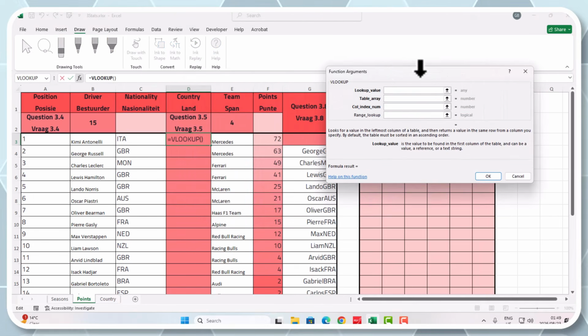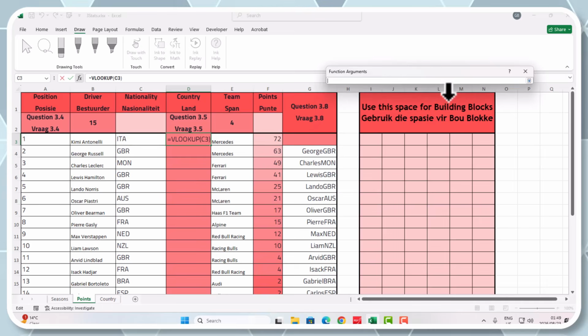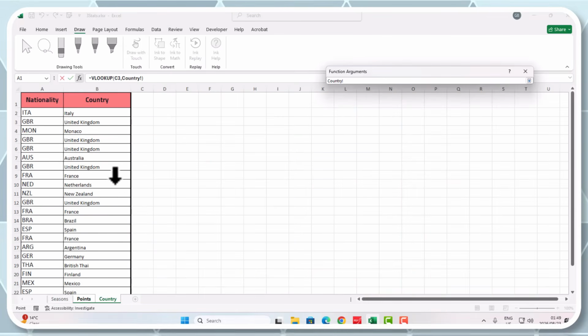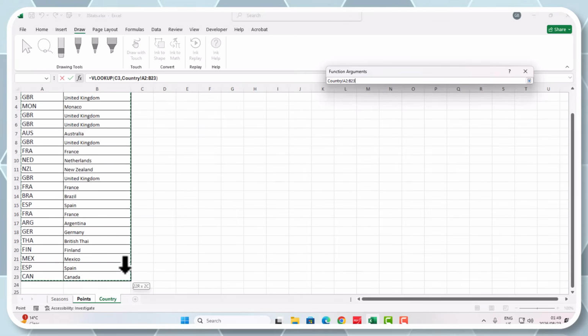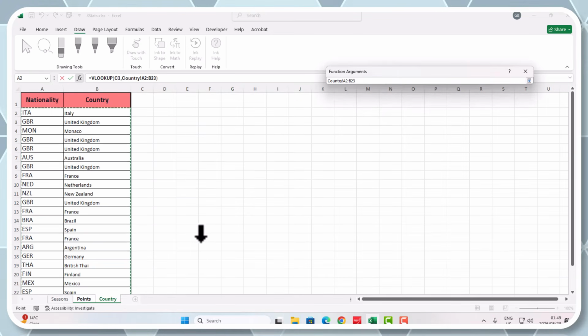Now, what is my lookup value? We are looking at the nationality of the person, aren't we? So the nationality will be this block here, C3. You guys happy with it? Right, look in C3. If ITA or Italy is there, right, look in the array, and the array is under the country, and remember I said you don't pick the headings. All right, we're going to select that range there. There it is. Okay, let's push enter.